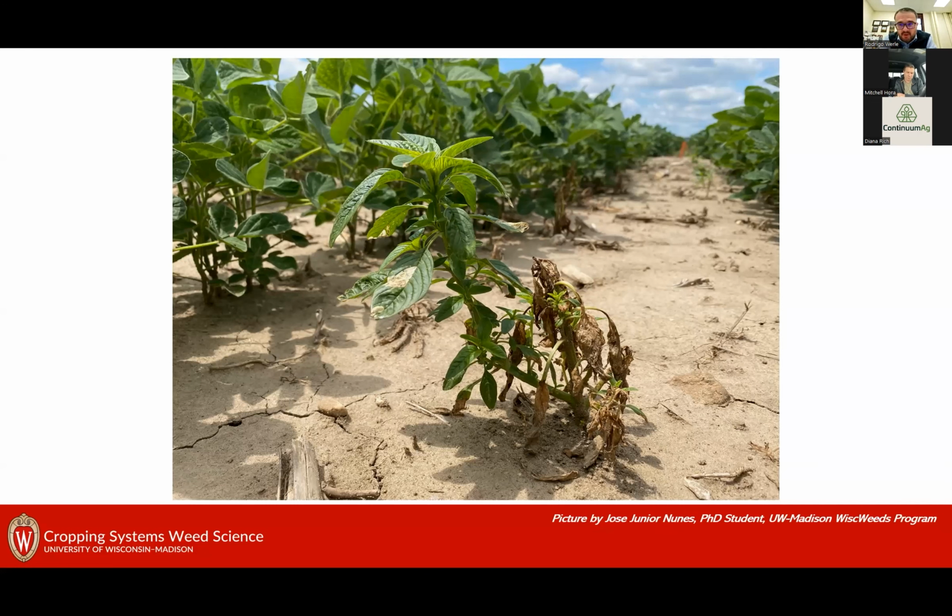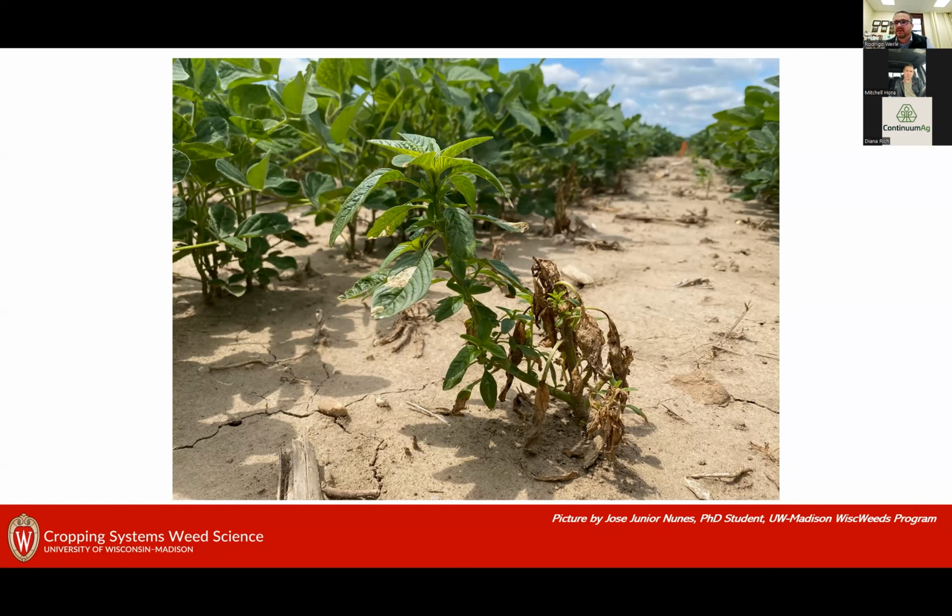I assume we have a lot of farmers from Iowa here, perhaps farmers from Wisconsin, Illinois. Waterhemp is the most problematic weed out there. We're struggling to control this weed post-emergence, as you can see in this image. This image comes from our research plots in a commercial field south of Madison. So this is the reality that the growers are dealing with out there.